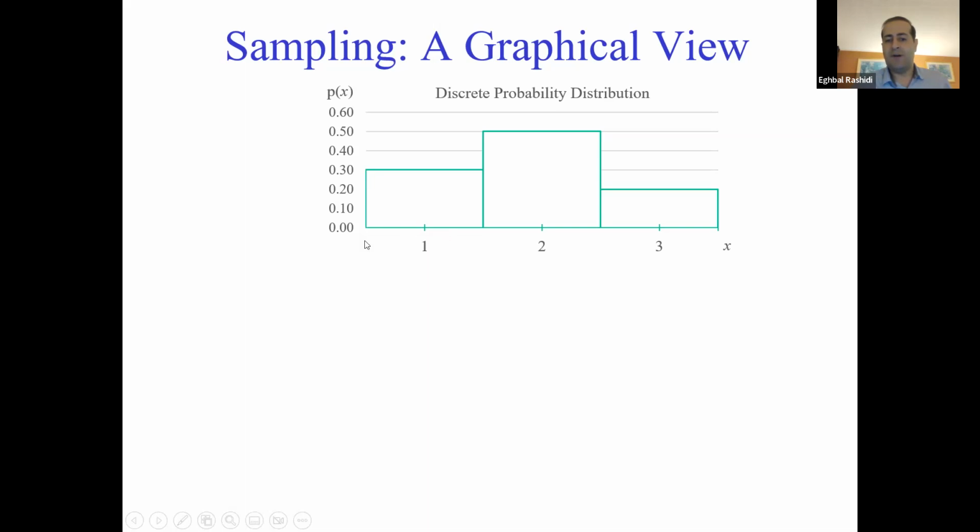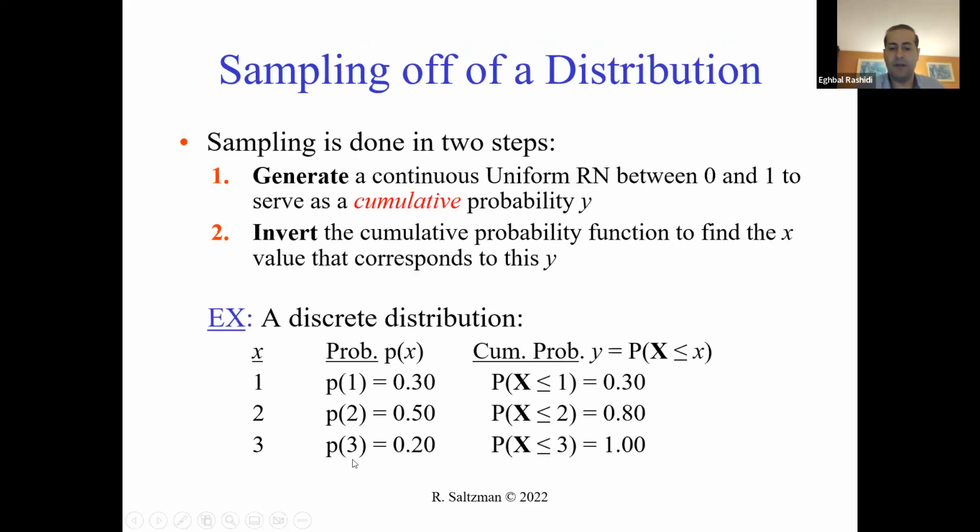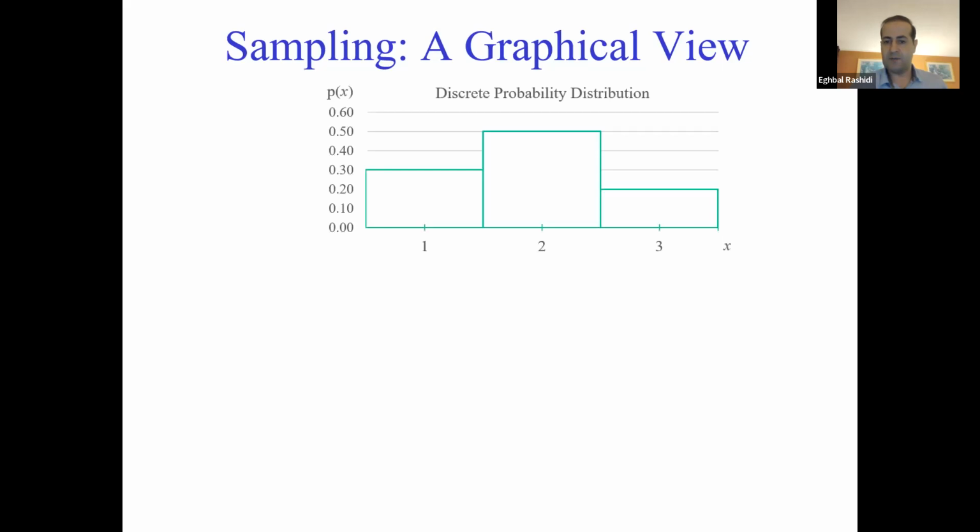The probability of having 1 is 30%. The probability of having 2 is 50%. The probability of having a 3 is 20%. So this is just the probability distribution that we have here on the left. Probability of 1, 30%; 2, 50%; and 3, 20%. We just used the histogram to show it, graphed it.